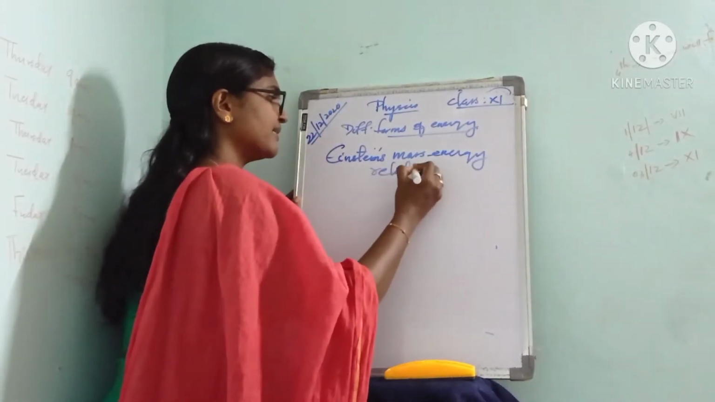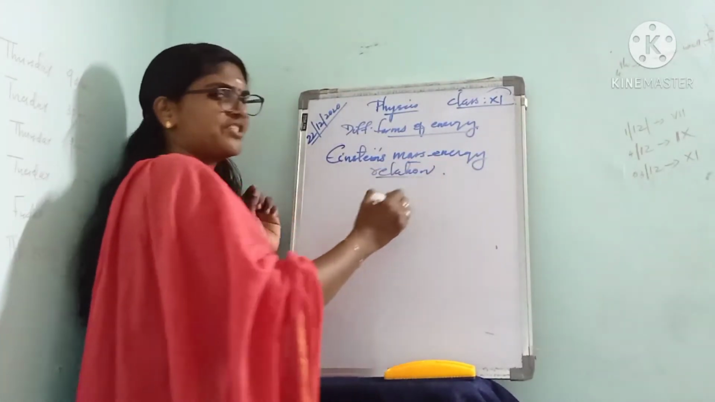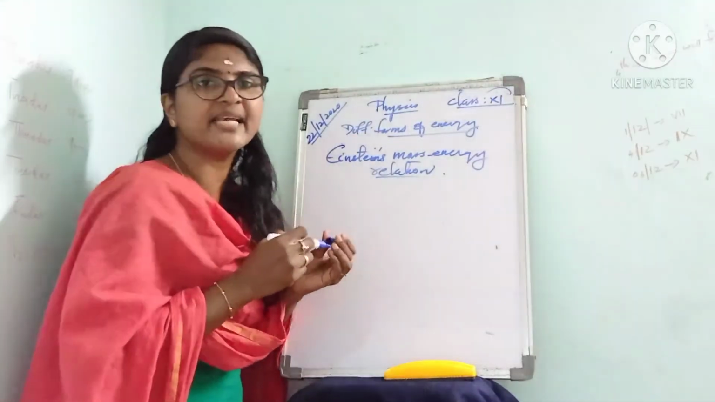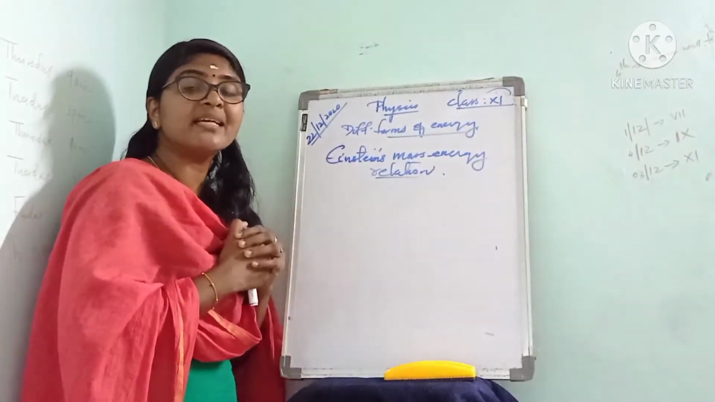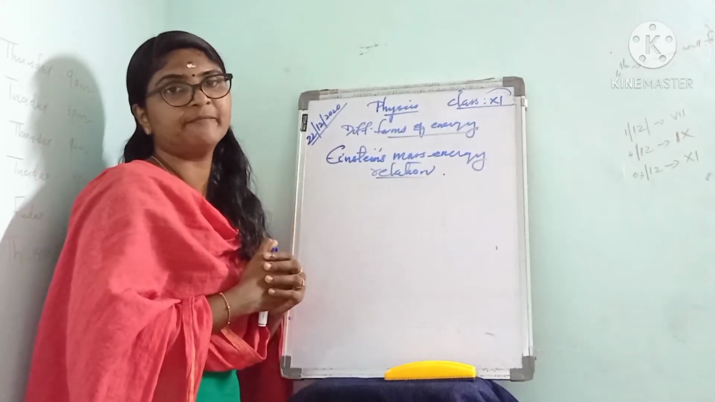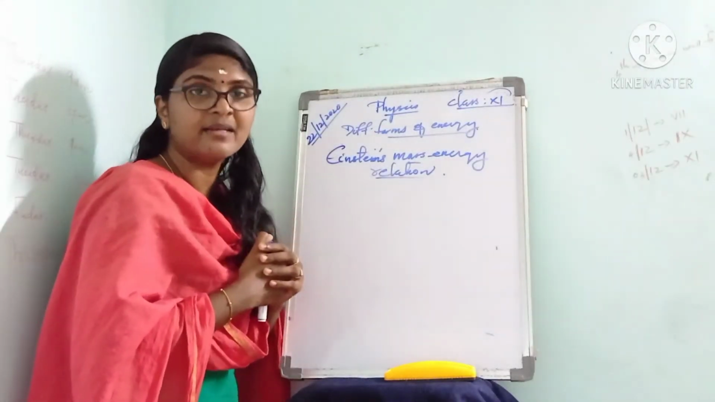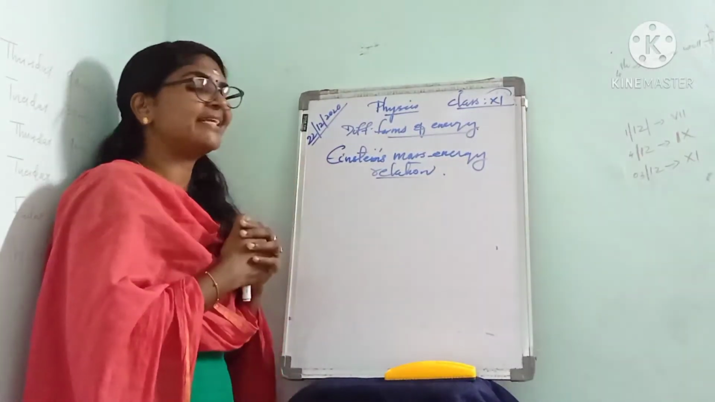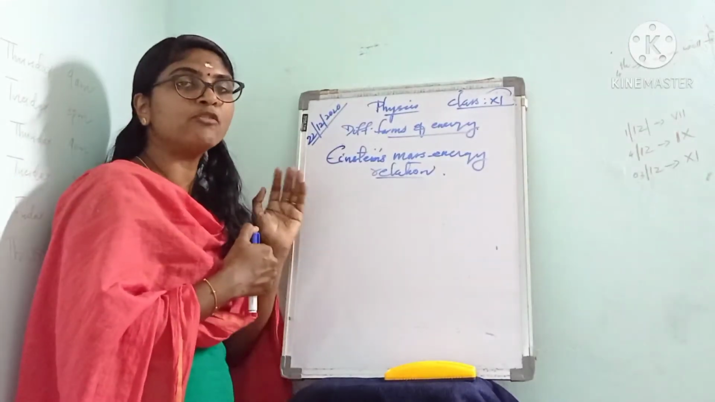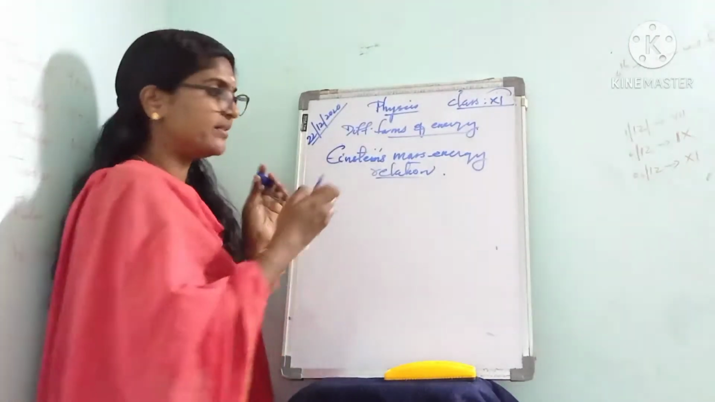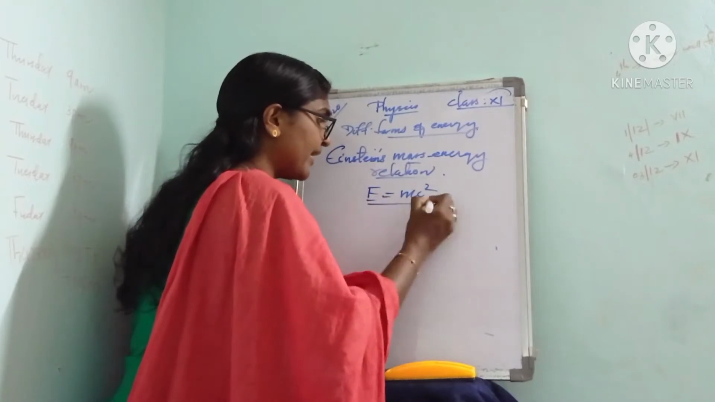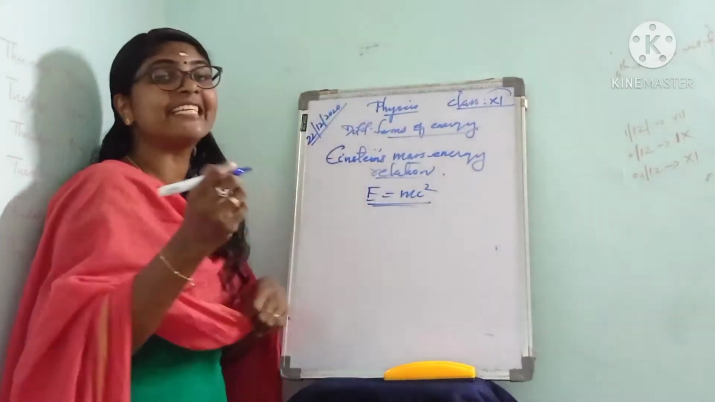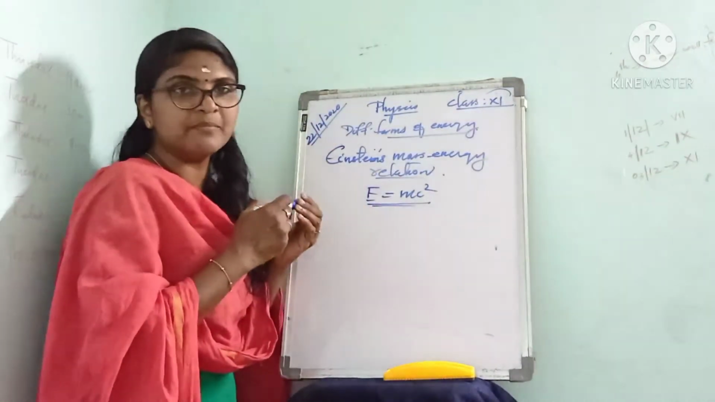Einstein's mass energy relation. Albert Einstein showed that mass and energy are equivalent, and he found a relation connecting the two. That is E equal to mc square. This is Einstein's mass energy relation.